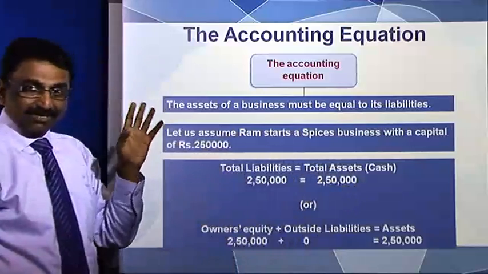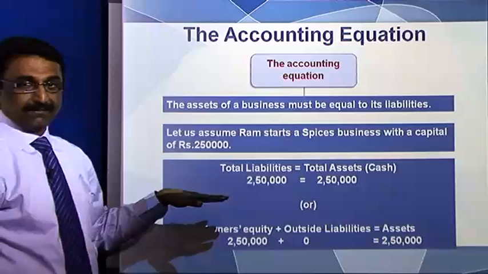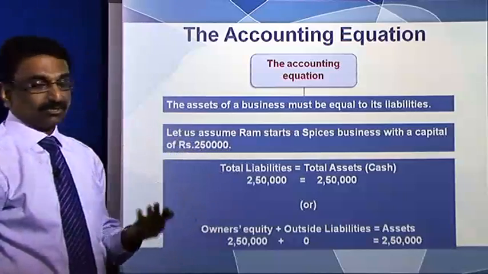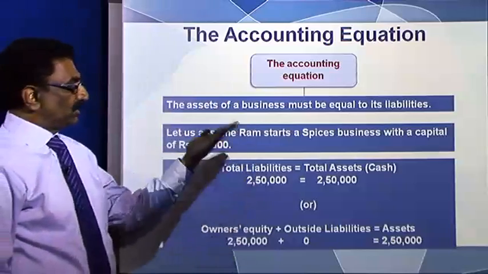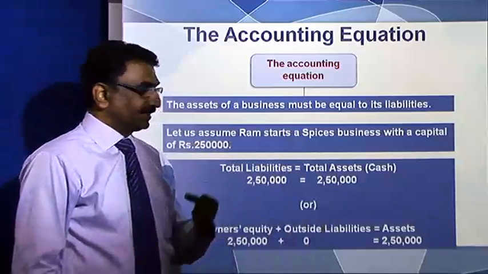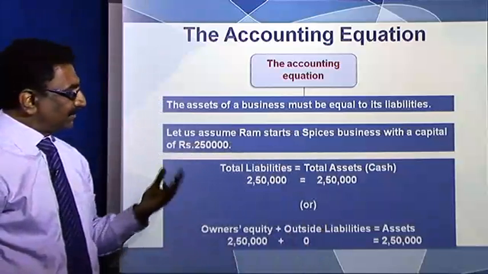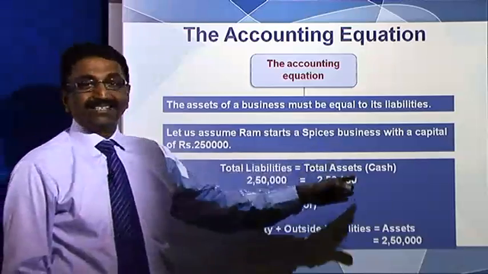This is the business entity concept that we are talking about here. Once money has been put into the business by Ram, the business is a separate entity as far as the accounting is concerned. So to Ram, the business owes 2 lakh 50,000 rupees. So that is the liability, and the asset is the cash balance that is there in the business. Another way of looking at it is who has funded this and where is that money lying.